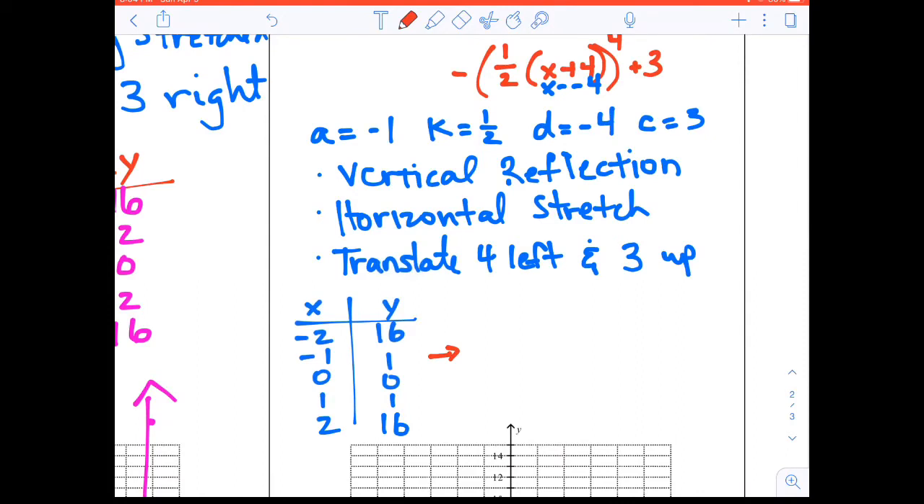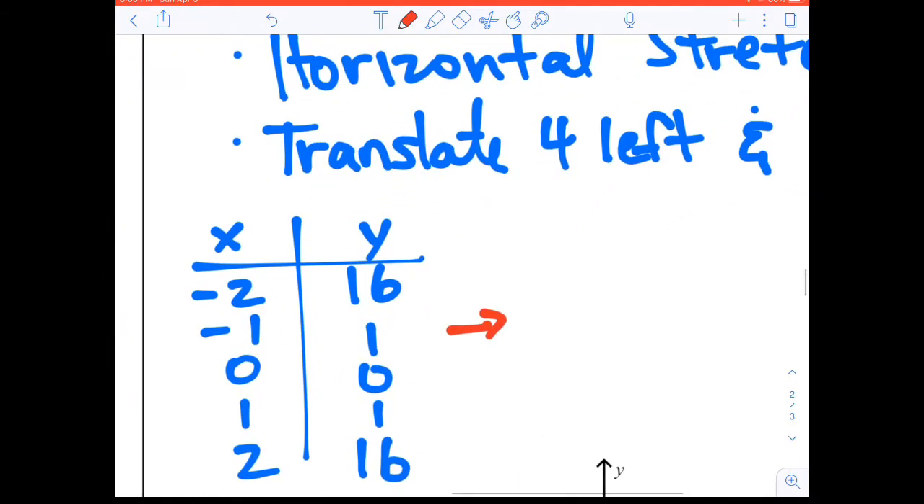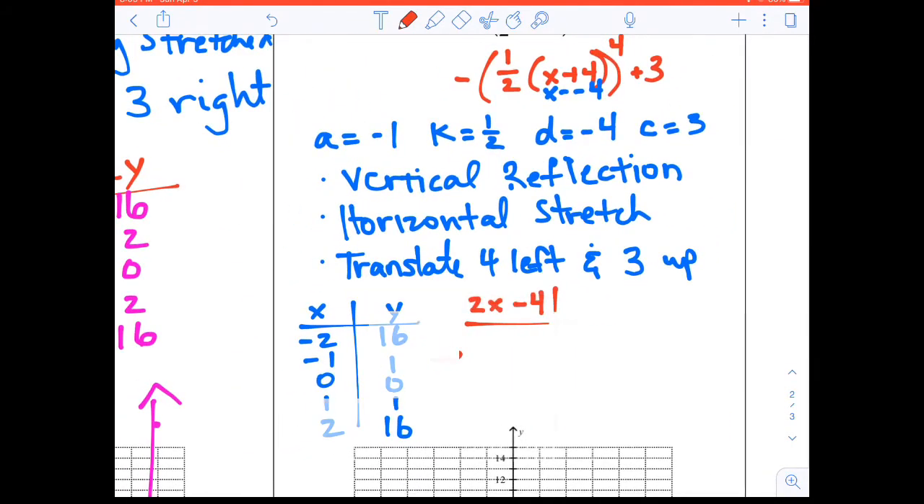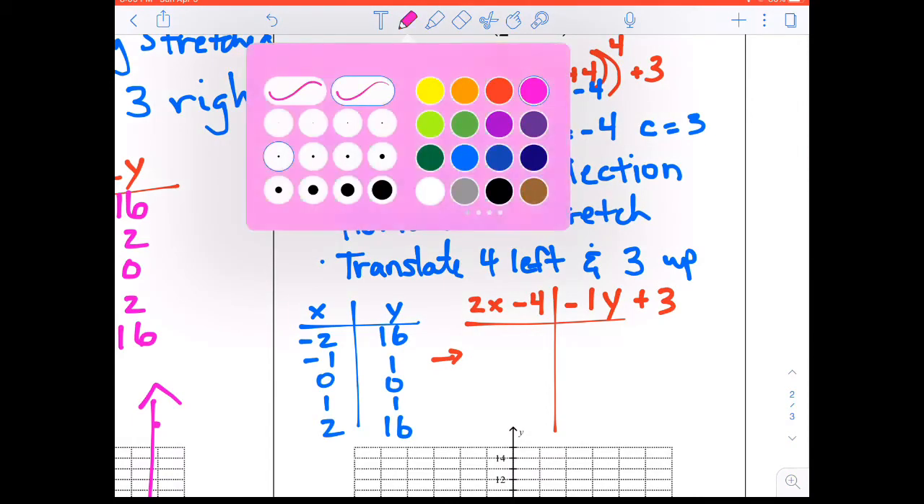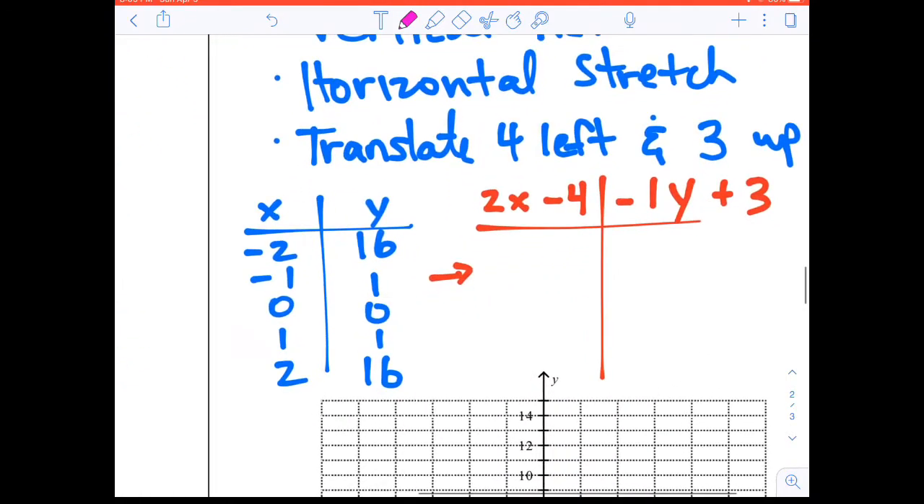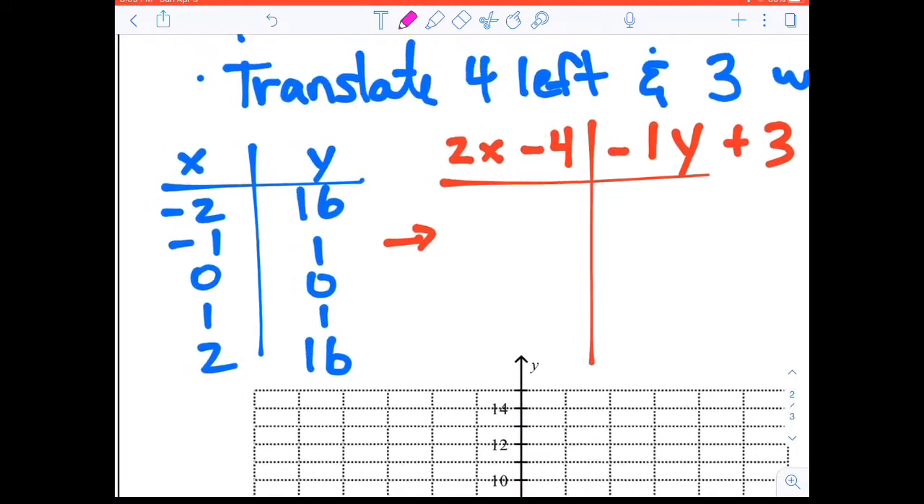So remember, x is divided by k, in this case half. So x divided by half is the same thing as multiplying by 2. Dividing by half, same thing as multiplying by 2. We have a d value of negative 4, so I'm going to subtract 4. For our y values, we have a negative 1 for my a value, so I'm going to have negative 1y. We're going to add 3. That's our c. So I'm going to put these values that we have in our basic points on the left into our mapping to see where we end up with our new points.